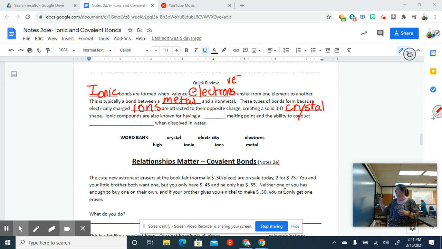Pretty cool looking, actually. Okay, ionic compounds are also known for having a high melting point and the ability to conduct electricity when dissolved in water. Okay, go ahead and pause and check your answers, and then we'll move on to the notes for today.